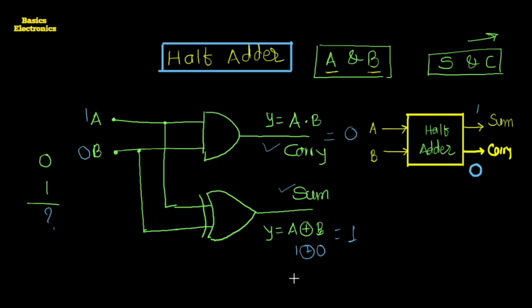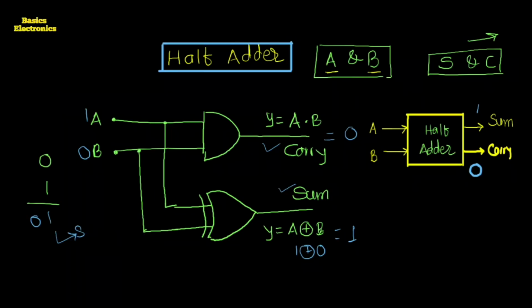Okay, so for now we applied A equals 0 and B equals 1, and we applied A equals 1 and B equals 0. We got the same result as we got by using mental addition. If we do the mental addition of these two, 0 plus 1 is equal to 0, 1. This 1 is the sum and this 0 is the carry. So here we got the same results.